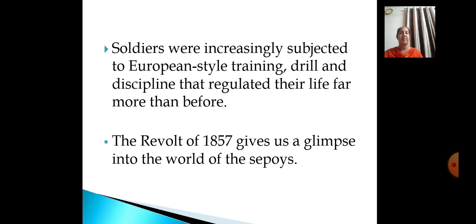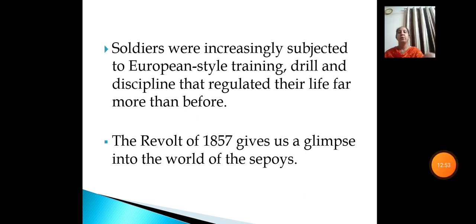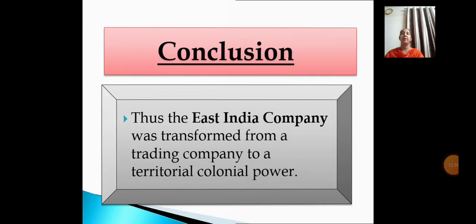The Indians were not ready to accept becoming soldiers in that European style. So what did the sepoys feel? How did they react to the changes in their lives and their identity, that is, their sense of who they were? The revolt of 1857 gives us a glimpse into the world of the sepoys. So let's see further the conclusion here.